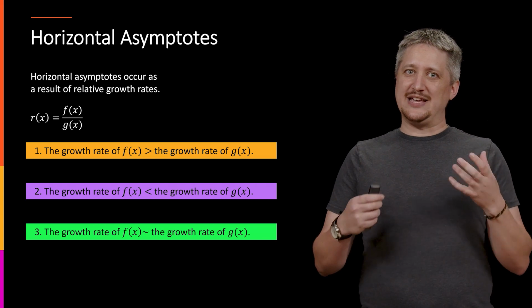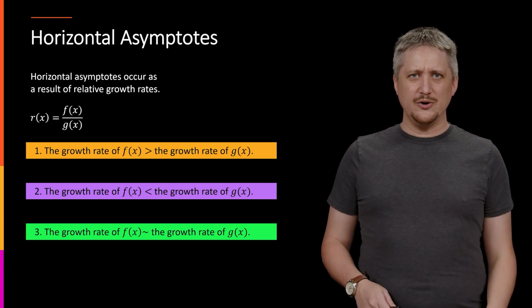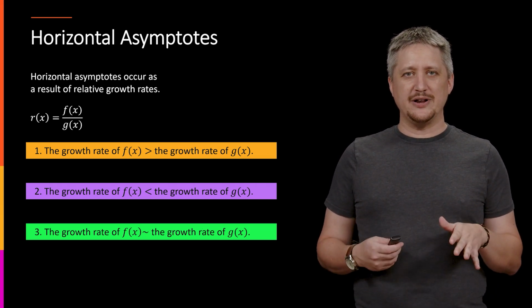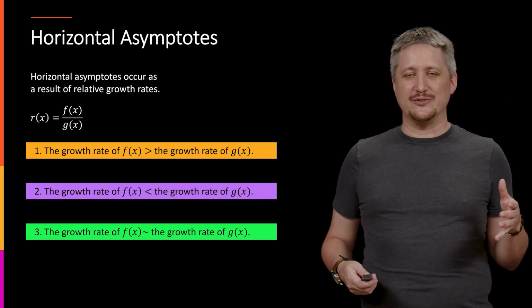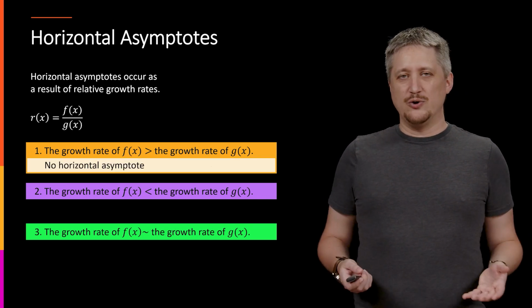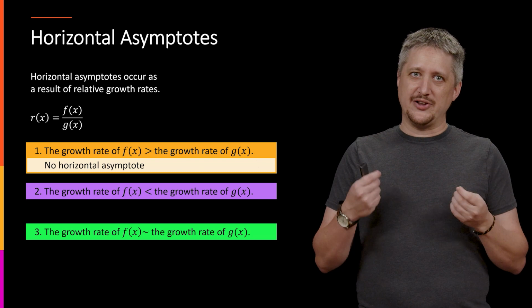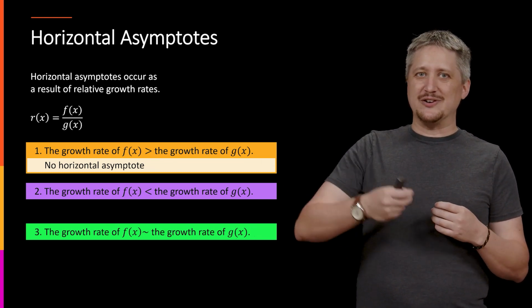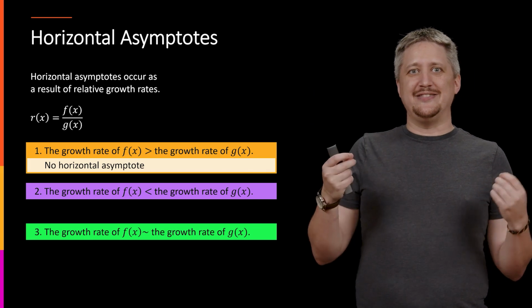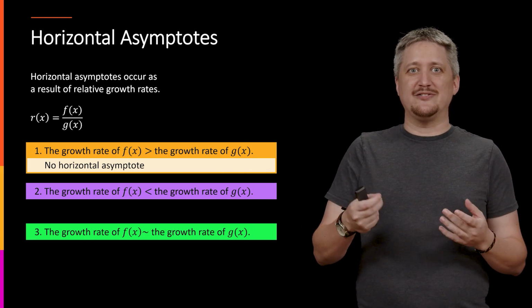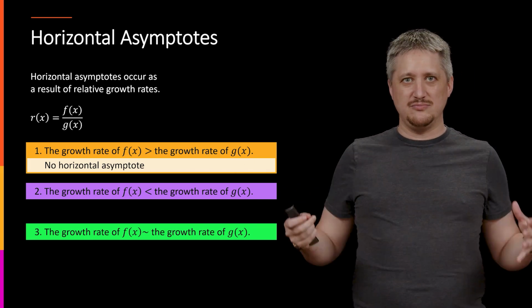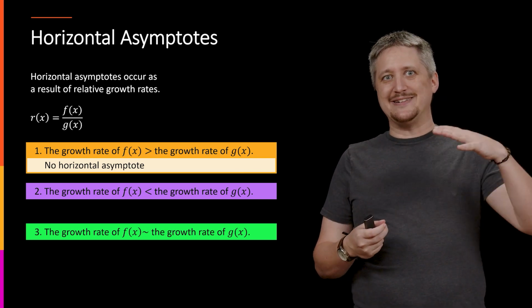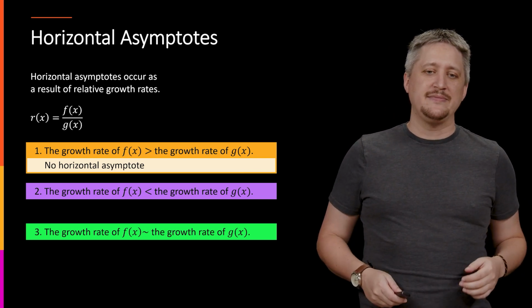And that's the case in the first two. So in the first case, when the growth rate of f of x is infinitely faster than the growth rate of g of x, there's no horizontal asymptote. That's because the top part is shooting off to such a high magnitude so quickly that the bottom part can't do anything about it. So it just gets really big really fast, with nothing bringing it back down to have a horizontal asymptote.